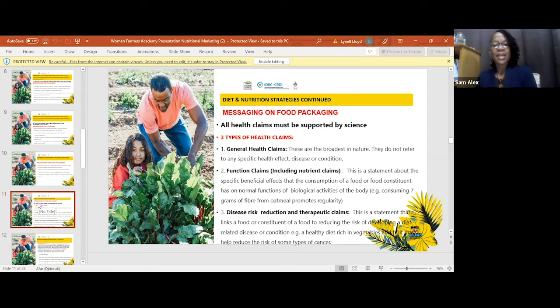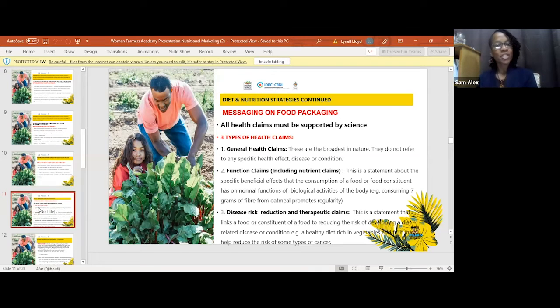Now there's the functional claim, and this one also includes nutrient claims. This is a statement about the specific beneficial effects that the consumption of a food or a food constituent has on normal functions or biological activities of the body. Example, consuming 7 grams of fiber from oatmeal promotes regularity. So you're making a claim that the fiber, we all know going to the bathroom, having bowel movements, is a normal part of human biology. So this is a nutrient and a functional claim because the claim is that the fiber in there can help you to be regular with your bowel movements.